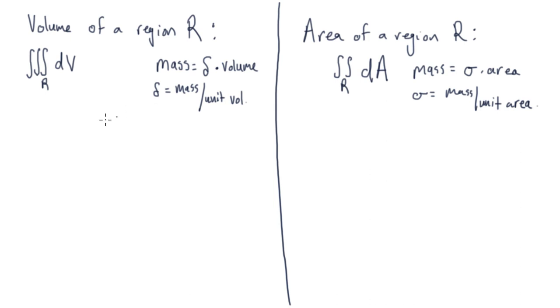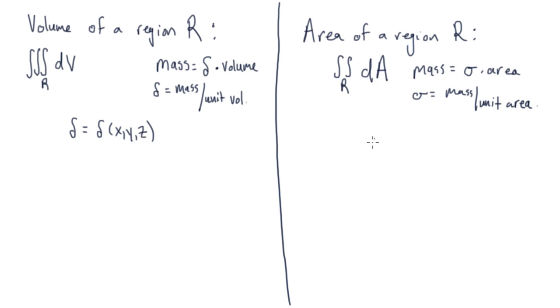In general, we have something like this. Maybe delta is a function of x, y, and z. So it actually depends on where you are. So you can think about a ball that's more dense in the center of the ball and less dense on the outside of the ball. We're not just going to be able to find the volume and multiply it by a number, because that density is actually going to be changing.